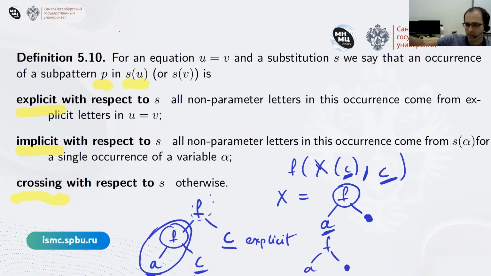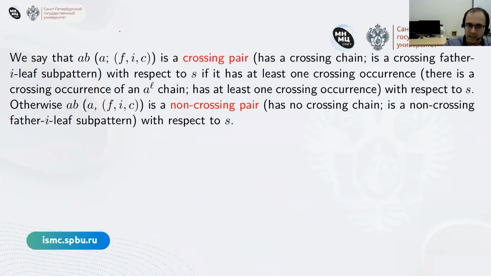Okay, this dot is somewhere outside, but we are looking only at the part which uses the letters, so this is implicit. But for instance, this ff is crossing because one of those comes from x and the other one comes from outside of this x, so here from the equation, but in principle it could be from a different instance of some other variable. Okay, so that one is crossing. And we are focusing on those subpatterns that we defined previously, so either pairs, chains of this letter, or those FIC patterns.